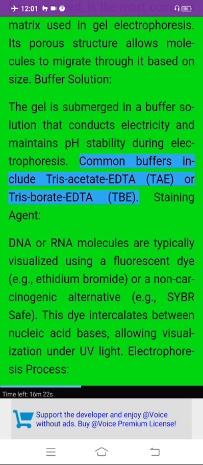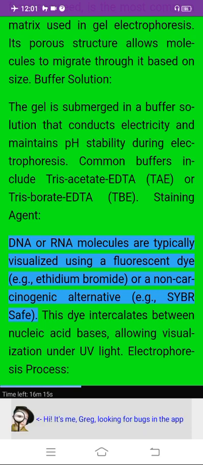Common buffers include Tris-acetate-EDTA (TAE) or Tris-borate-EDTA (TBE). Staining agent. DNA or RNA molecules are typically visualized using a fluorescent dye, e.g., ethidium bromide, or a non-carcinogenic alternative, e.g., SYBR Safe. This dye intercalates between nucleic acid bases, allowing visualization under UV light.